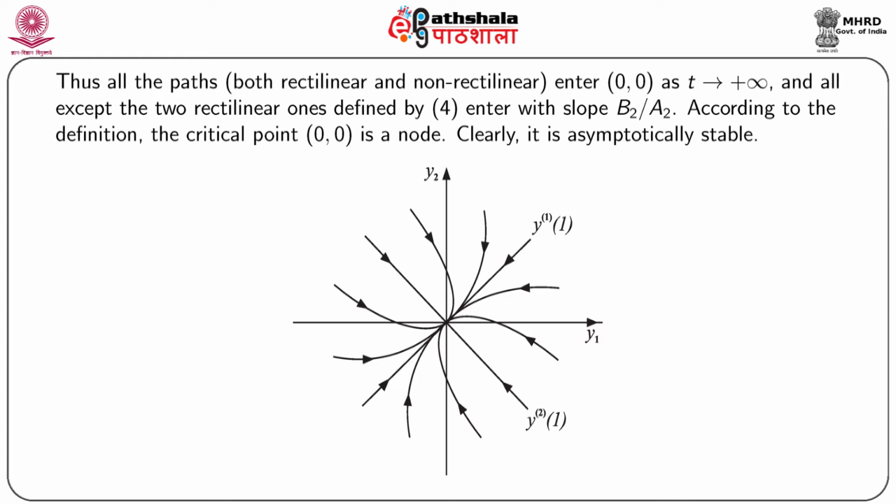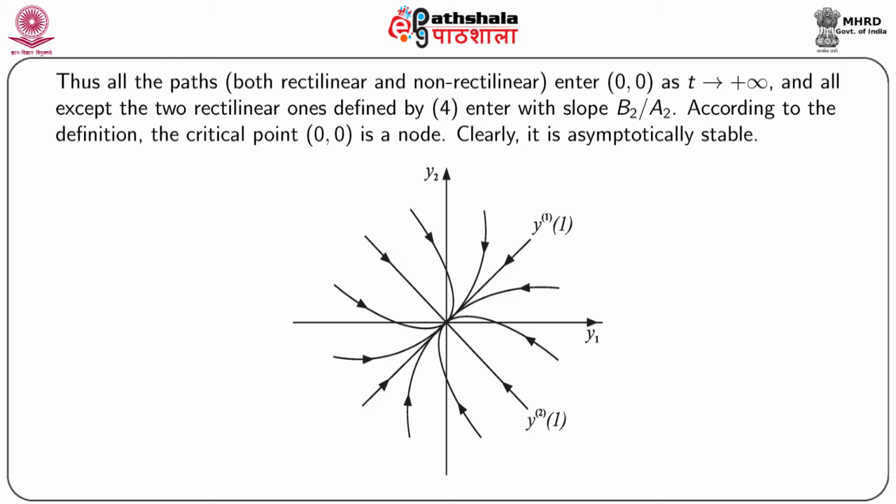Thus, we conclude that all the paths, both rectilinear and non-rectilinear, enter (0,0) as t tends to plus infinity, and all except two rectilinear ones enter with slope b2 by a2, and according to the definition, the critical point is a node and clearly it is asymptotically stable.